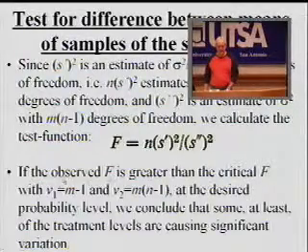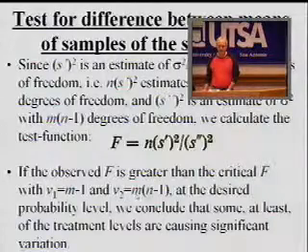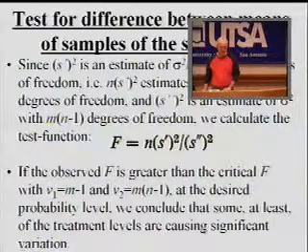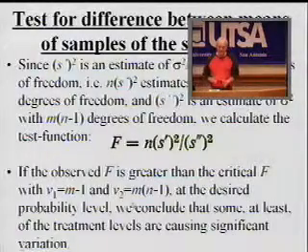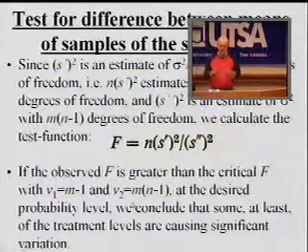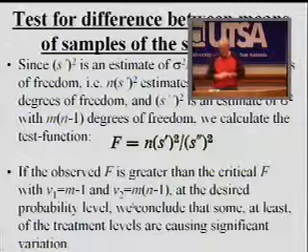Again, we come back to this: if the observed F is greater than the critical F with degrees of freedom 1 of m minus 1 and degrees of freedom 2 of mn minus 1, at the desired probability level, we conclude that at least some of the treatment levels, treatment groups, are causing significant variation. And this is the whole point that's being made here. The source of our variation should be caused by our treatments and not by the data within any one treatment group.